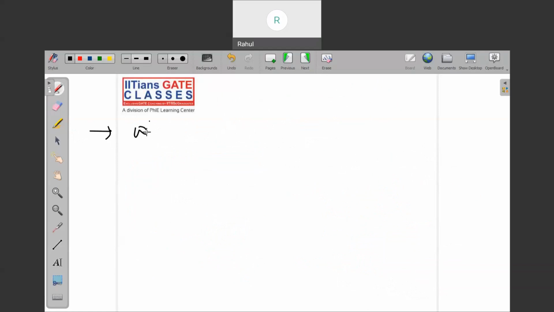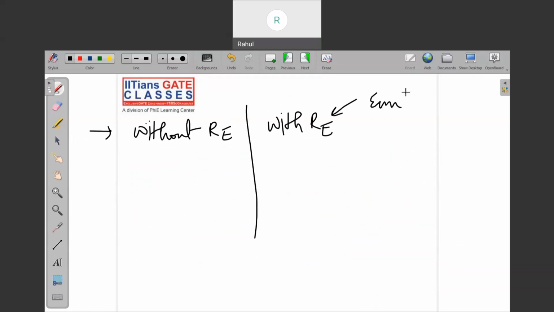Without RE, right? Without emitter resistance. Without RE and with RE. With RE means what? The emitter is degenerated. It is known as emitter degeneration, right? If RE is given, then you have to be very conscious.